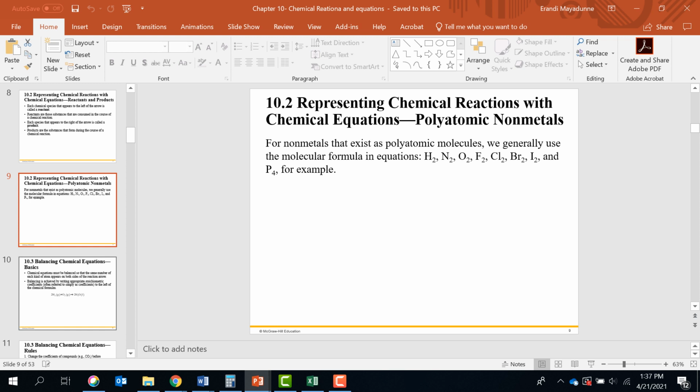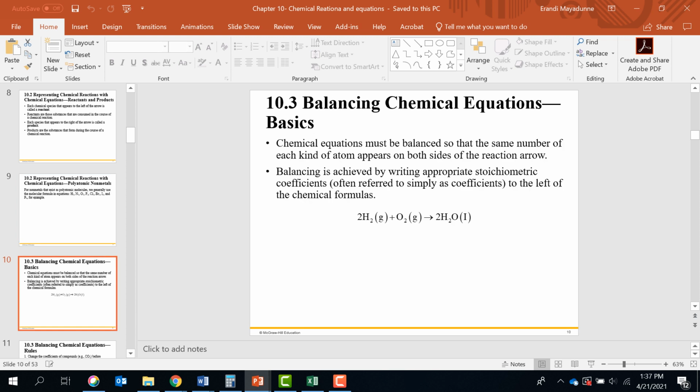Normally non-metals usually exist in polyatomic molecules. So let's take a simple example and see how we balance this equation. This particular reaction is the formation of water, and always when you write the reaction, you need to write the state. G is for gas, S is for solid, written in parentheses like a subscript. G is for gas, L is for liquid, S is for solid. So in this particular reaction, first thing is you write the chemical reaction.